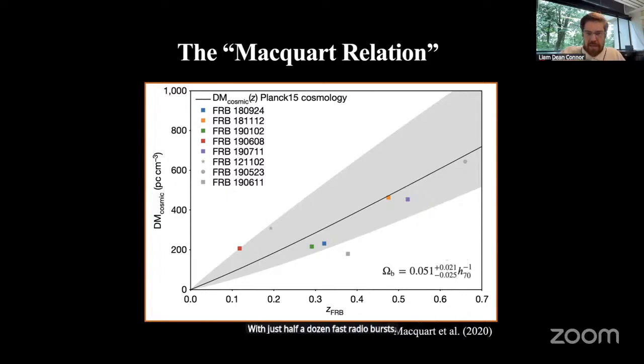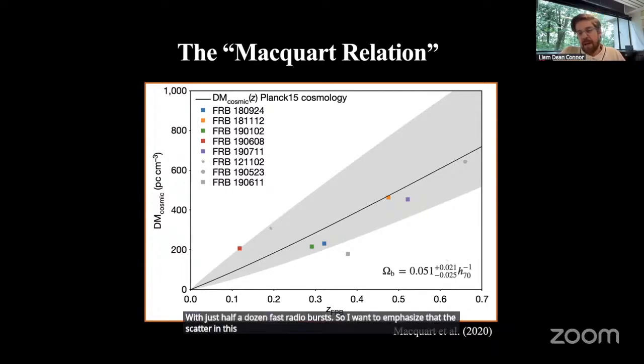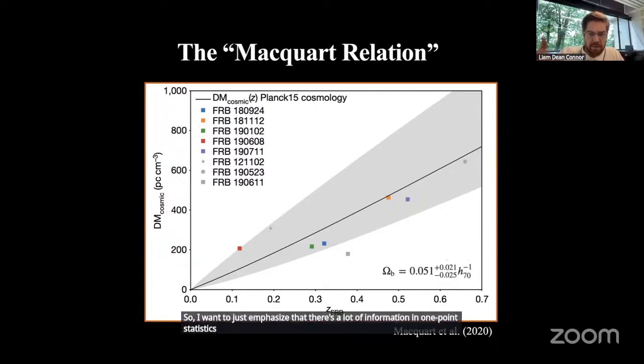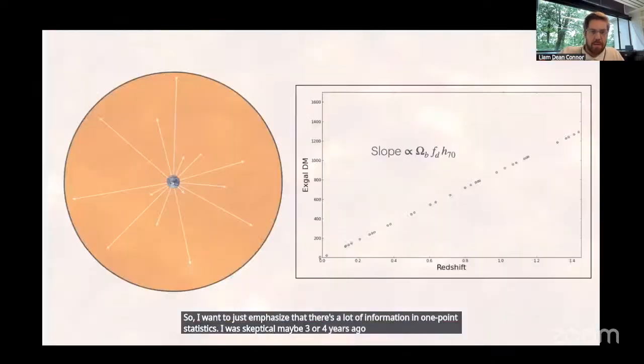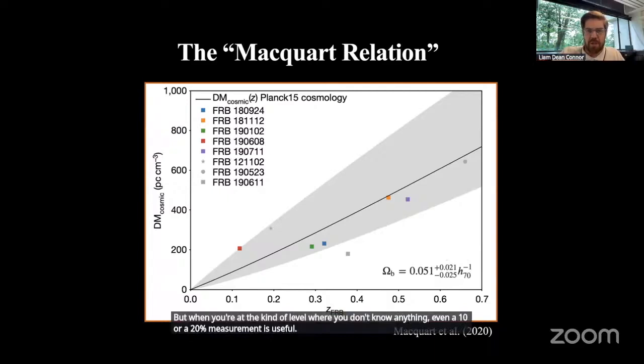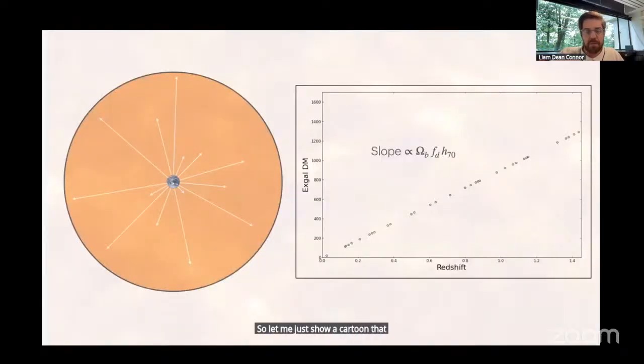So I want to emphasize that the scatter in this relation actually contains a lot of information about some of these questions in the hard baryon problem. The missing baryon problem was, can we measure omega_b? The hard baryon problem is, what is their distribution? So I want to just emphasize that there's a lot of information in one-point statistics. I was skeptical maybe 3 or 4 years ago. But when you're at the level where you don't know anything, even a 10 or a 20% measurement is useful. So let me just show a cartoon that some of you have seen before.